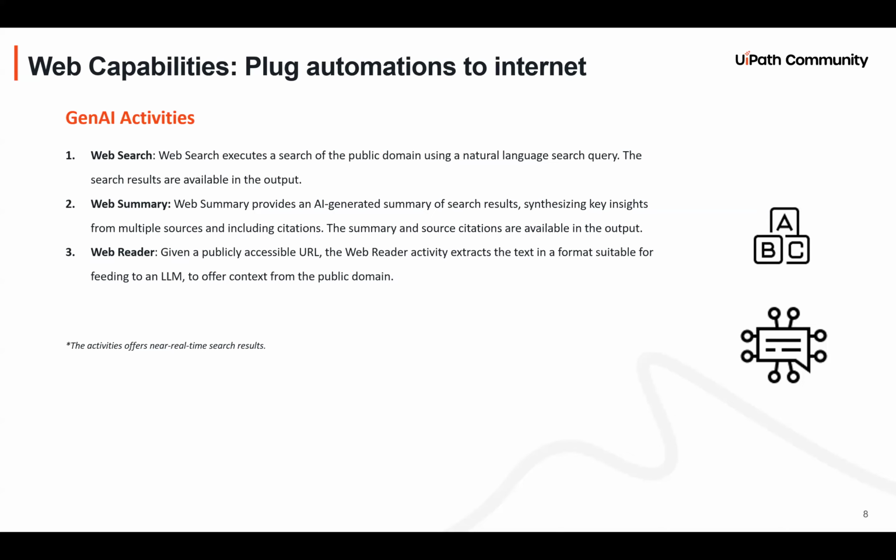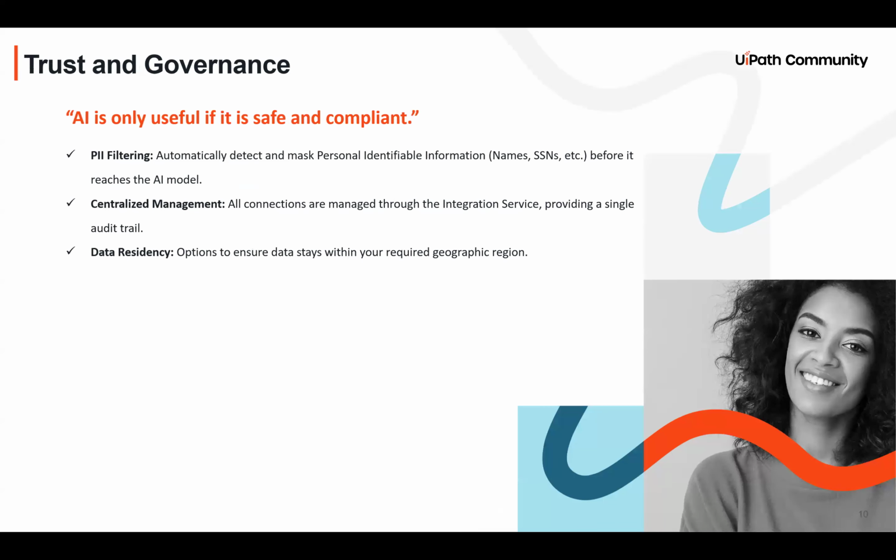And then we have another activity, web reader. This activity again only works with publicly accessible URLs. It extracts the text in a format suitable for LLMs, and again it provides the information from that particular website. So that is about plugging your automations directly to the internet.